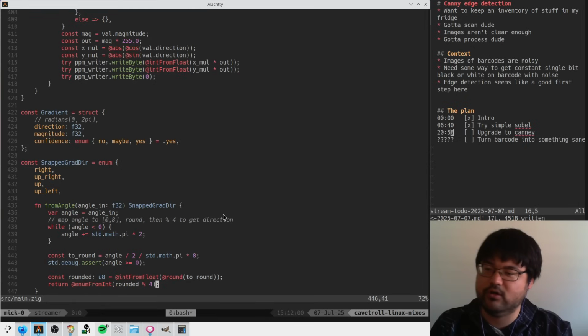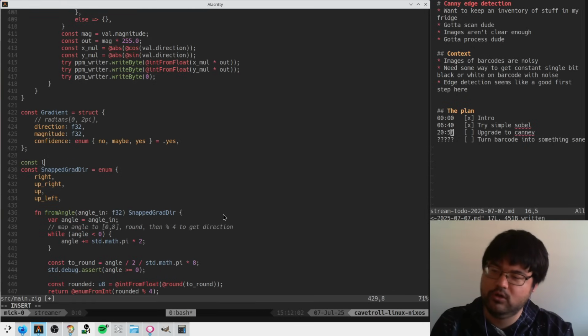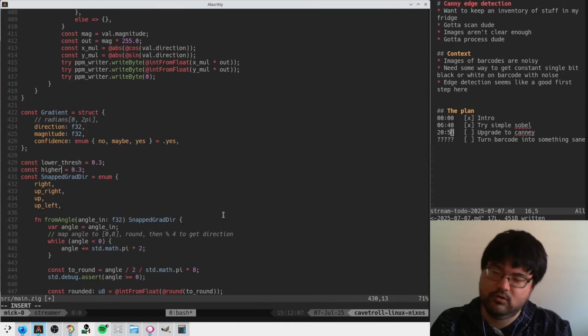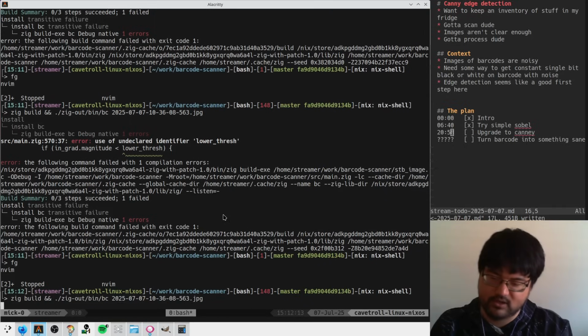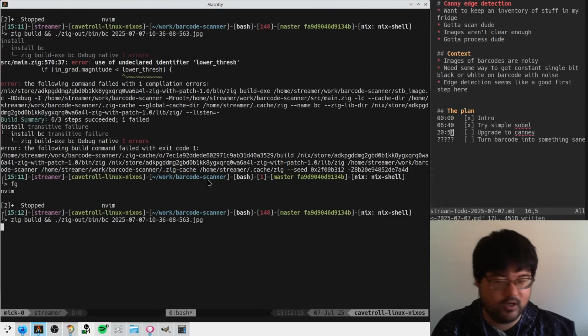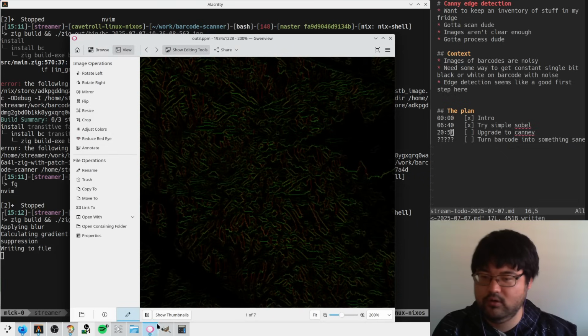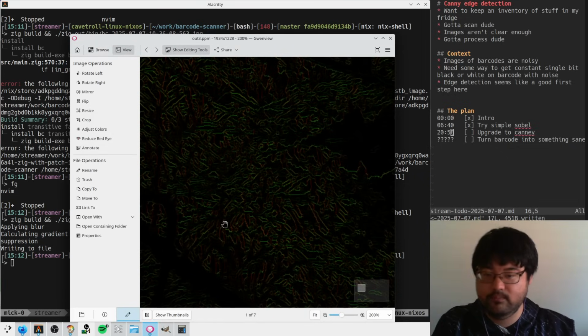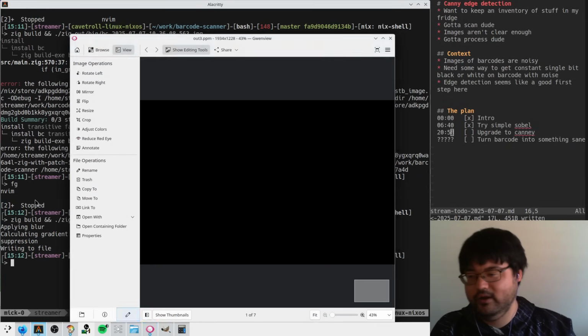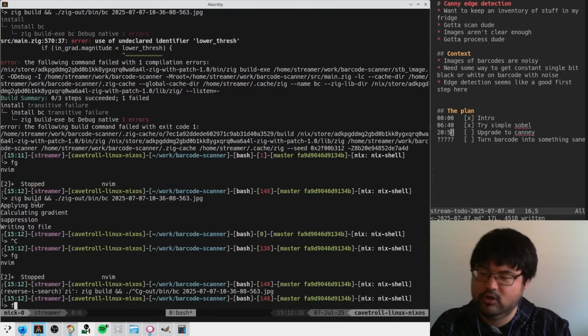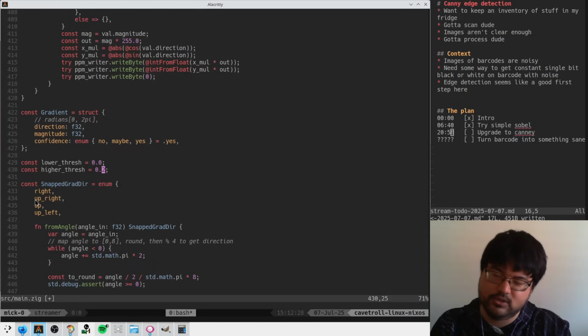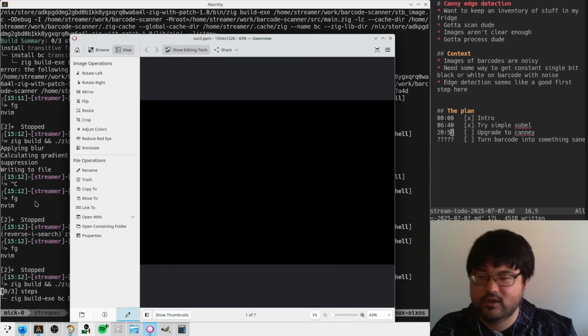And we need to define our lower thresh and higher thresh, so can we just do lower 0.6? Anything over 0.6 counts or something? I don't know, man. Okay, too high. Let's start with lower thresh at 0, higher thresh at 0.1. Let's just see if we can get anything visualized.